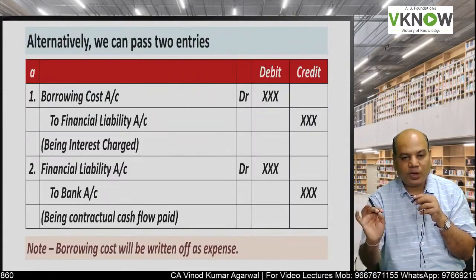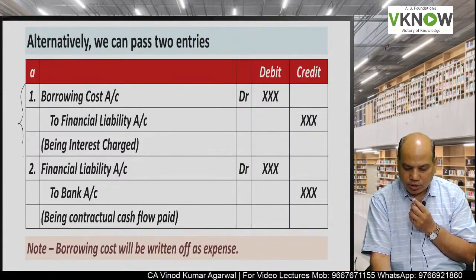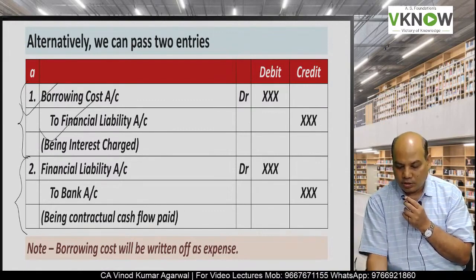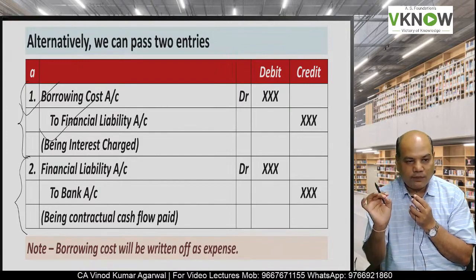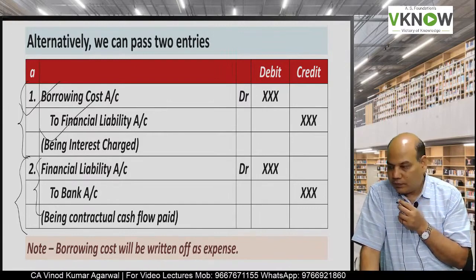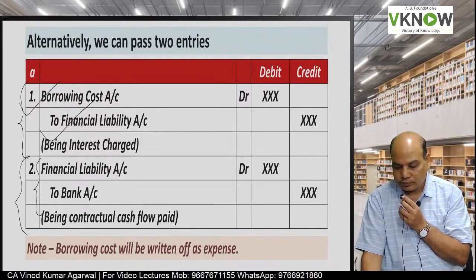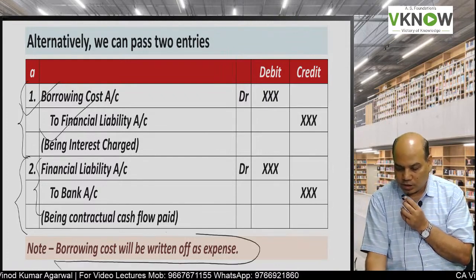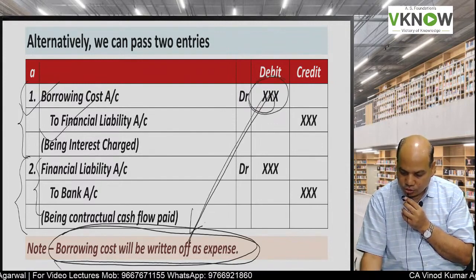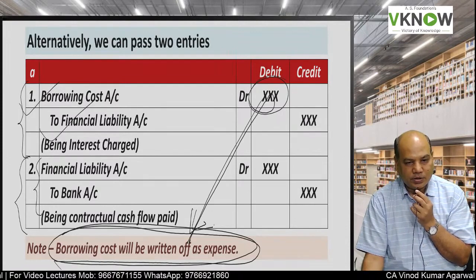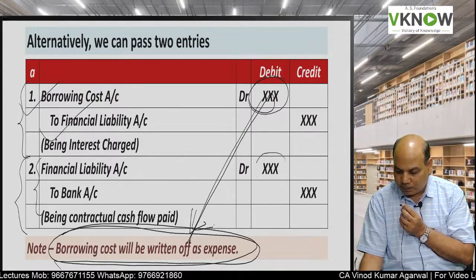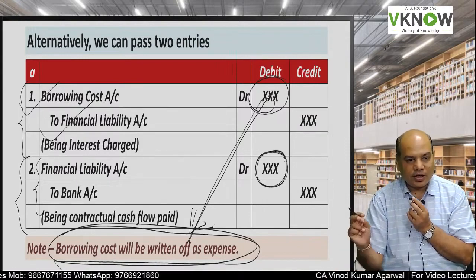Some students prefer to pass 2 entries. So you can pass 2 entries separately also. First entry you can pass borrowing cost to financial liability, that is calculated based on the effective interest rate, and whatever payment you will make, you will pass the entry financial liability account debit to bank. Whatever borrowing cost you have incurred, this figure will go to the P&L account as an expense unless capitalized under Ind AS 23. Students make a mistake. The payment that they are making, that they transfer to the P&L account.